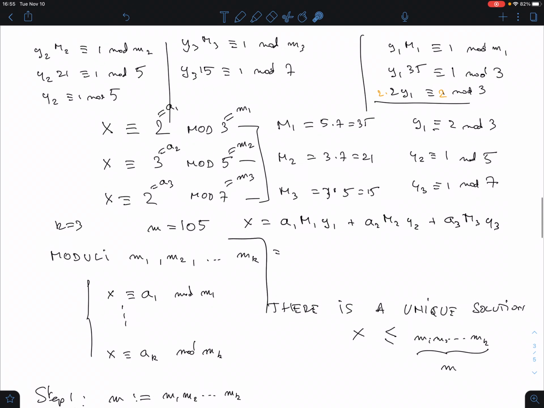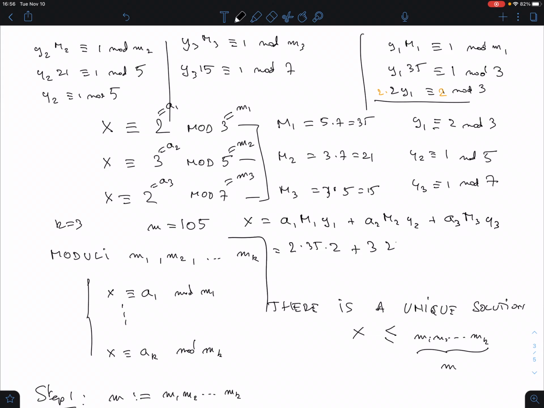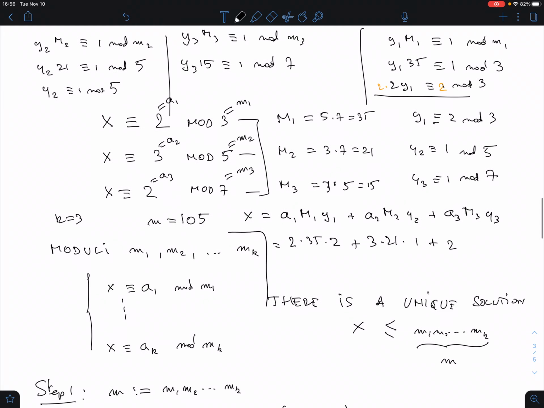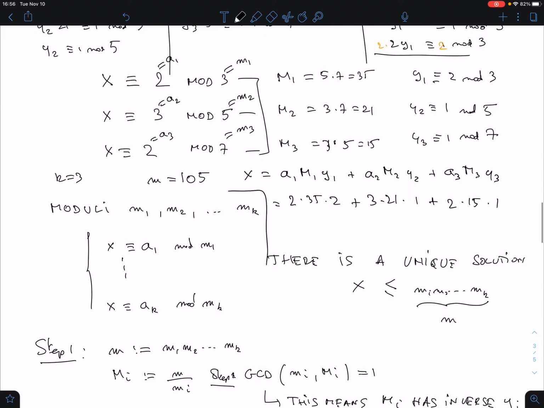A1, what is A1? Remember, these are the numbers on the right-hand side here. So that is 2. Capital M1 was 35, and little y1 was 2. Y1 was 2, plus A2 is 3, capital M2 is 21, y2 is 1. So the y's, remember, are these numbers right now. I know they are modulo, but we just take the numbers themselves. Plus A3 was 2, capital M3 was 15, and little y3 was 1. So this is the number we look for.